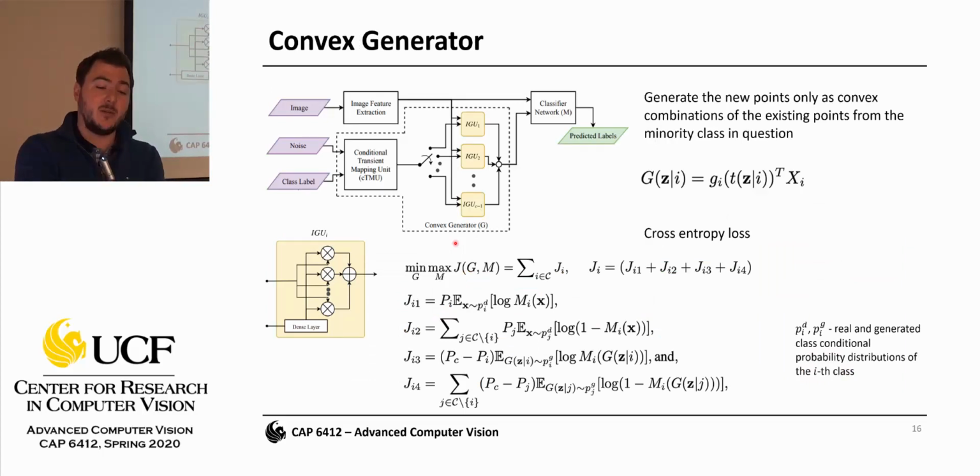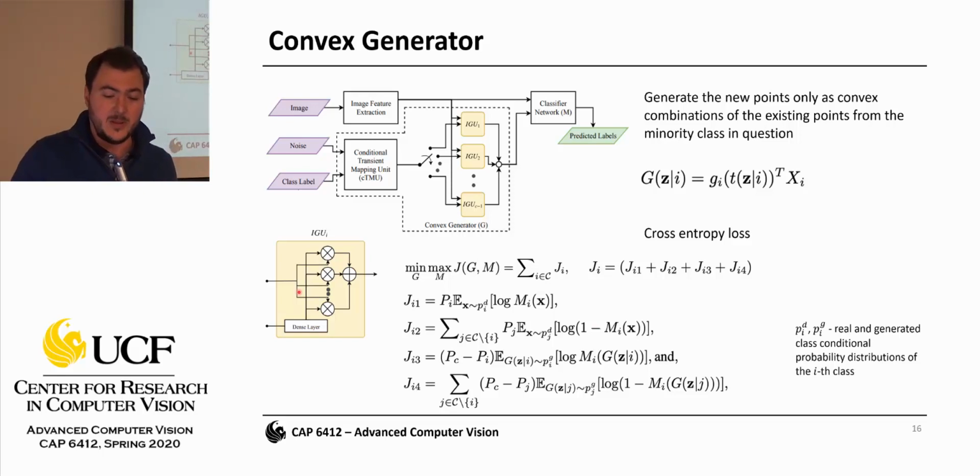So first, the convex generator. The idea is to generate new points only as a convex combination of the existing points from the minority class in question, right? They do this by using more than one block. They have a conditional transient mapping unit, which is basically a dense connection where they have the label and the noise they generate. Then they connect the output of that unit with the instance generator unit, which is this yellow block here, which they would have one per each minority class that they are oversampling.